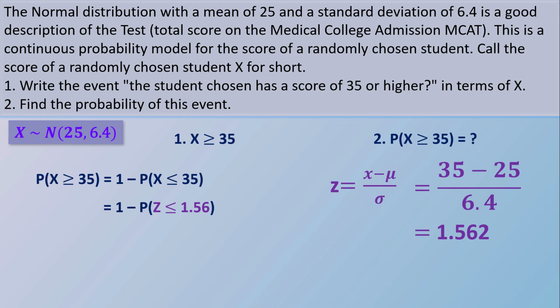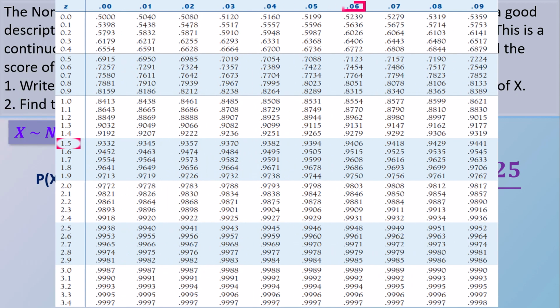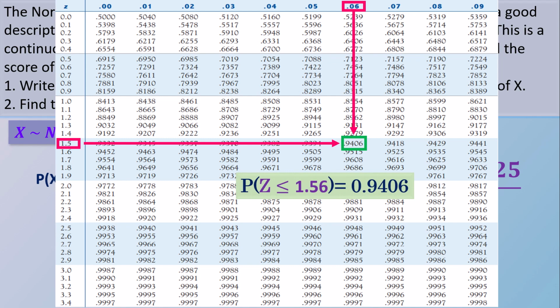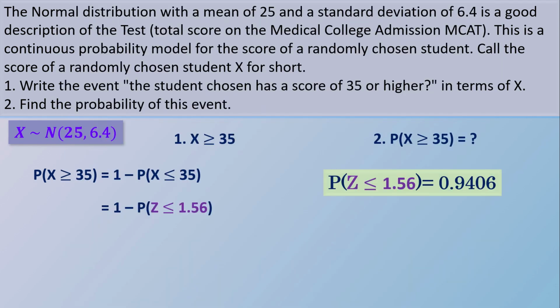Now we have the z value and we also have less than or equal to. Therefore, we can use the z table directly to find the probability of z less than or equal to 1.56. That is 0.9406. Subtract from 1 and get the answer. It is 0.0594.